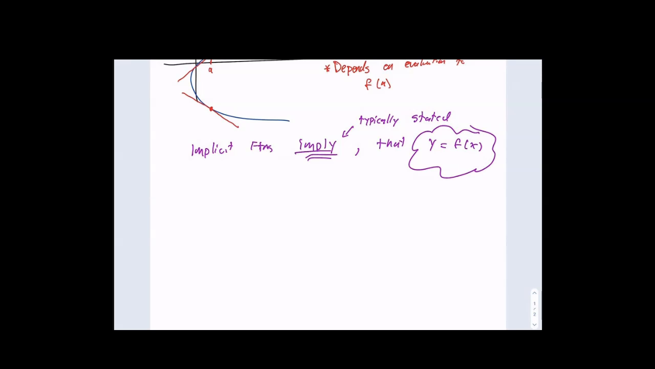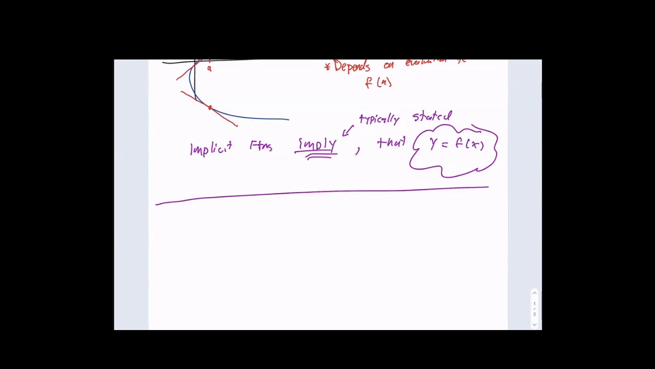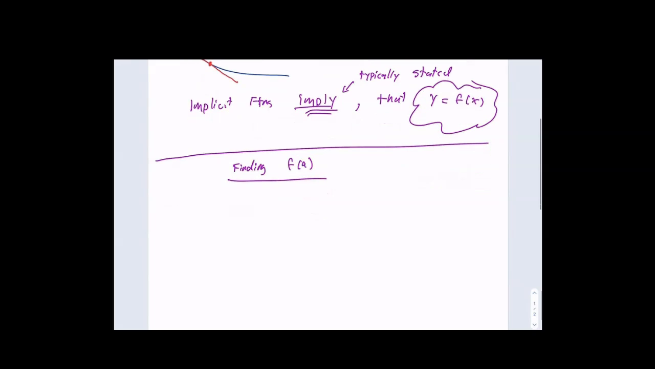So it's not necessary review, but before we get into the actual work on today's problem, I want to talk about finding y, which is of course f of a, or finding f of a. Let's look at an example. x squared y plus y squared equals 2. Now this is an implicit function right here.